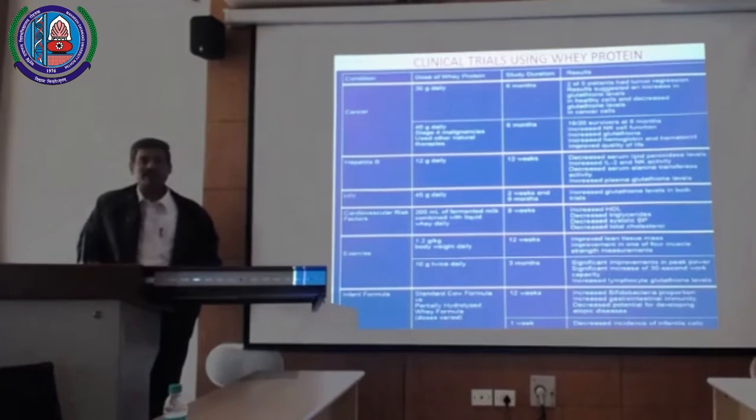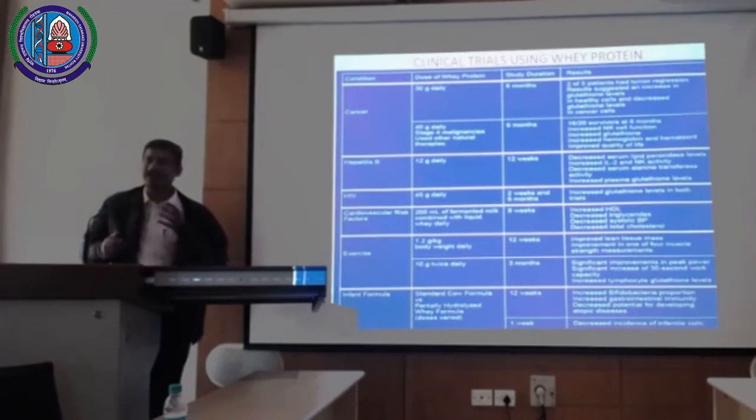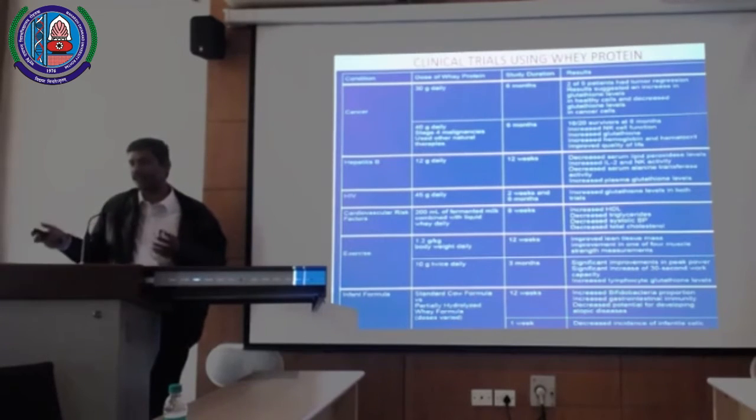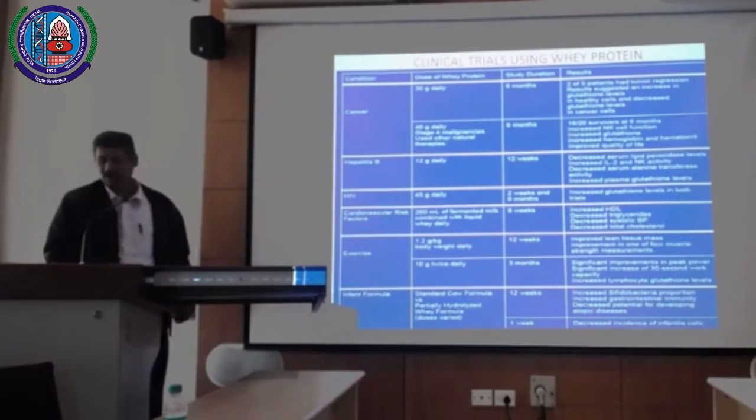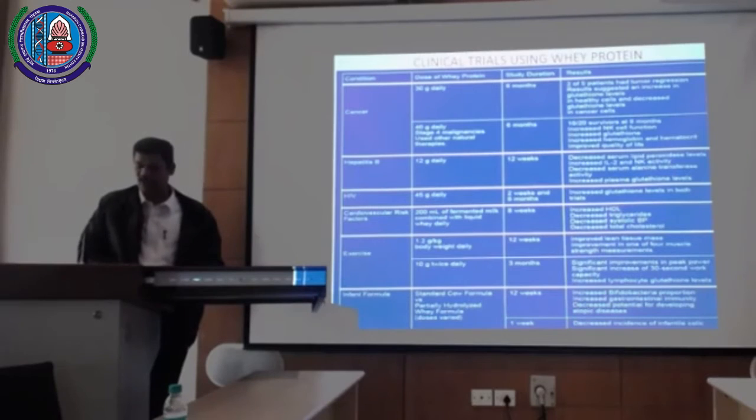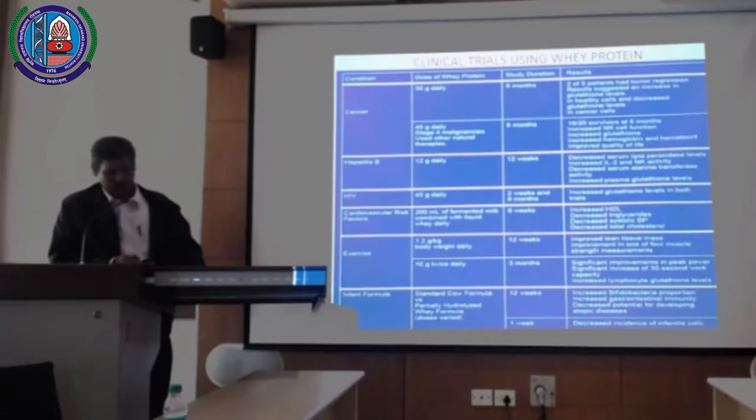These are the clinical trials. Any study has to be substantiated by clinical trials, then it will be accepted by the consumer. The ethics body has to approve it before it goes to clinical trials. Once the ethics body approves it and the clinical data is ready, then the product will be delivered to market. So these are the list of clinical trials that have been conducted, and some of the results summarized here using this whey protein.